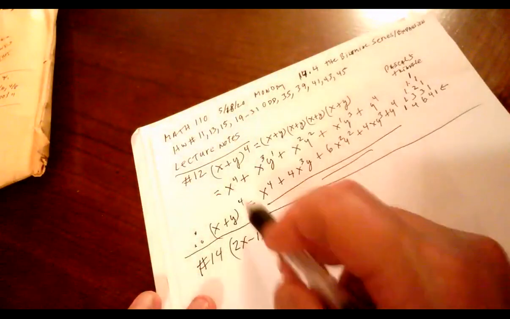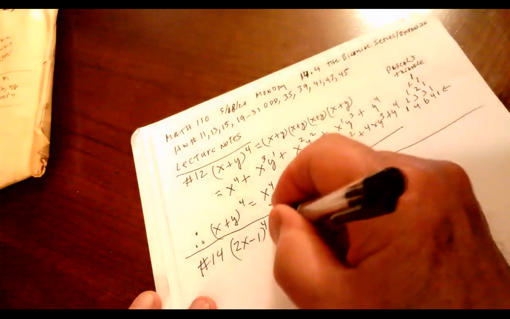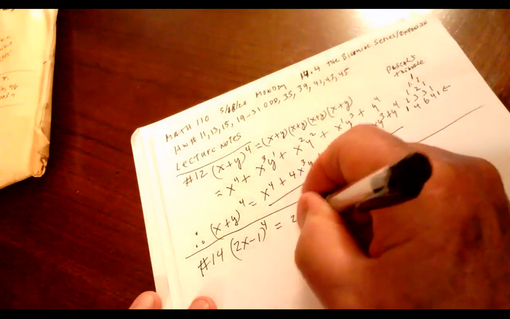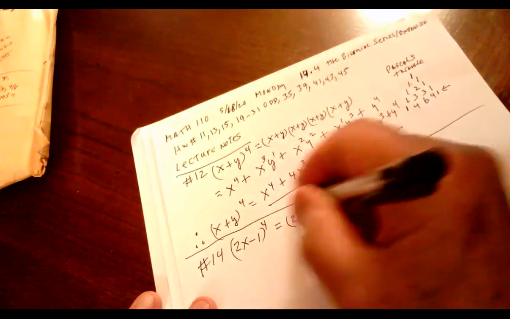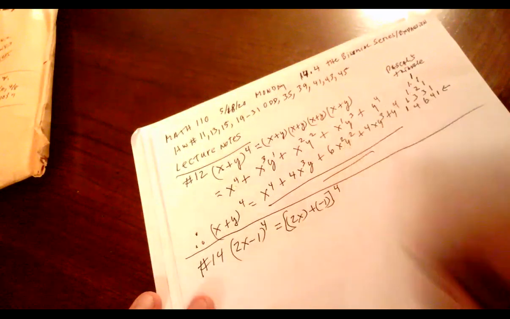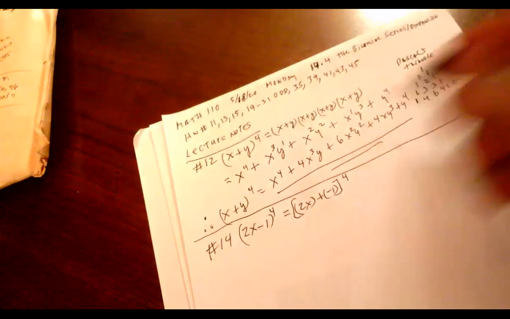This one, the first term of the binomial is 2x. The second term is -1. So let me rewrite it this way. 2x in parentheses plus a -1 in parentheses, the whole thing to the fourth power. So that's the first step you'd have to do to get it into a form that we can expand. Let's go ahead and expand it now.